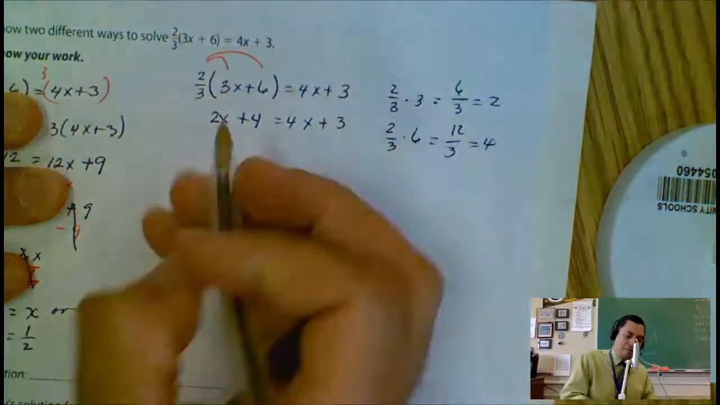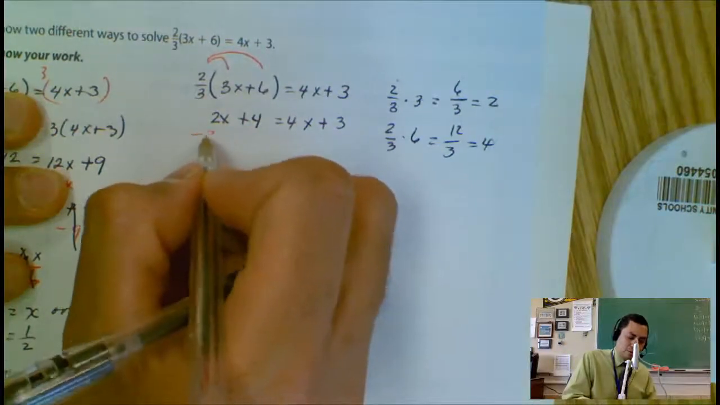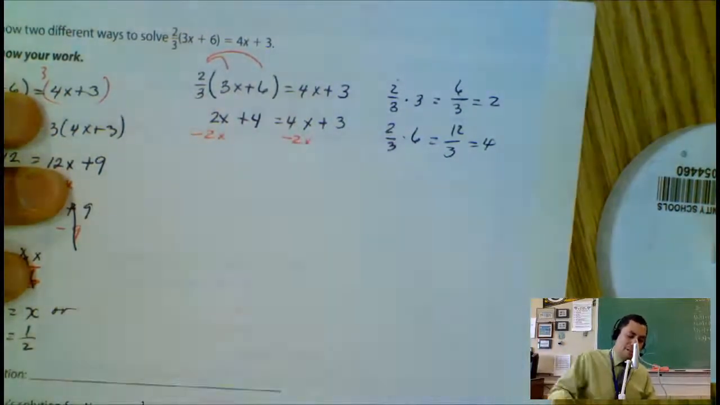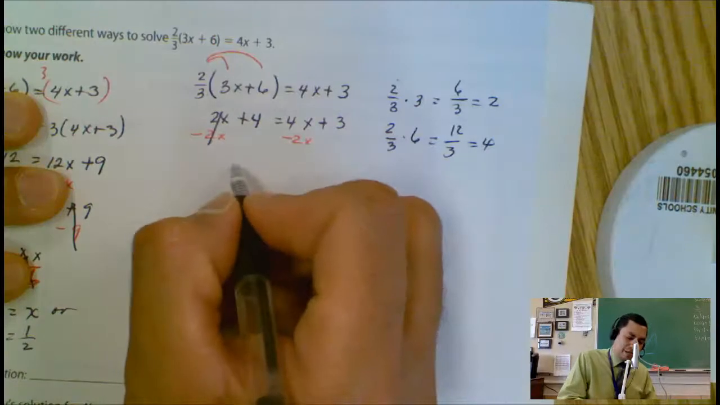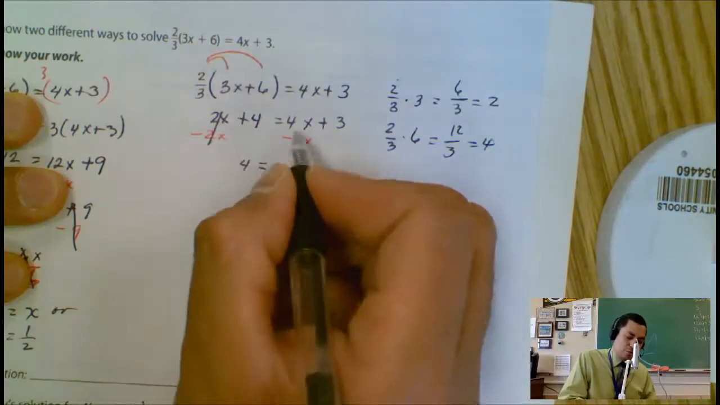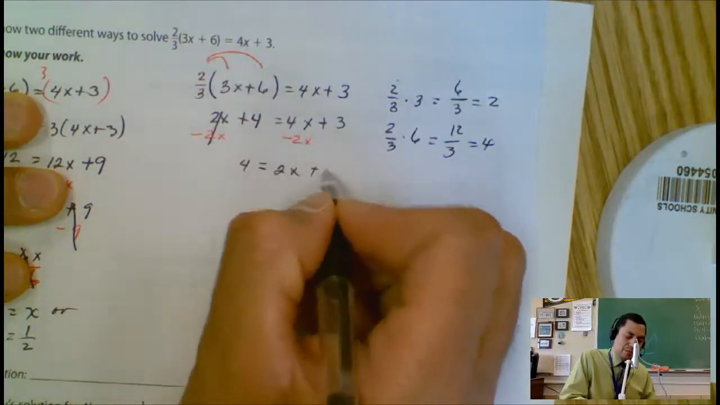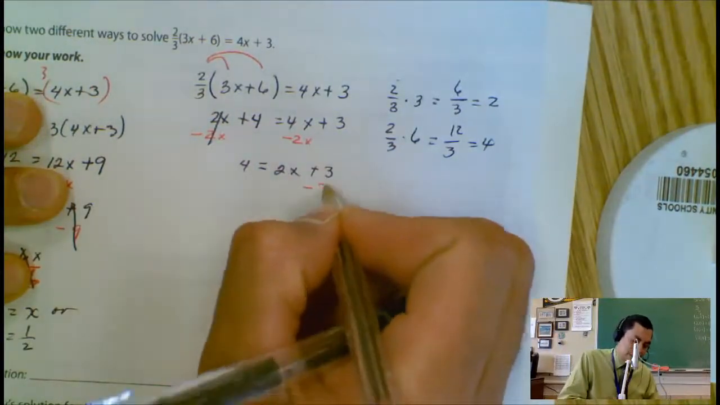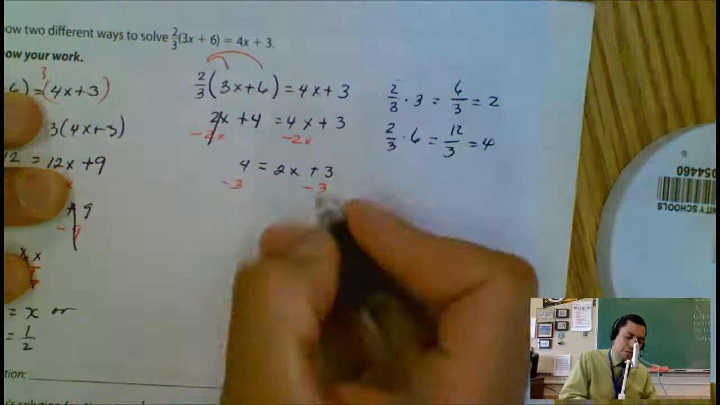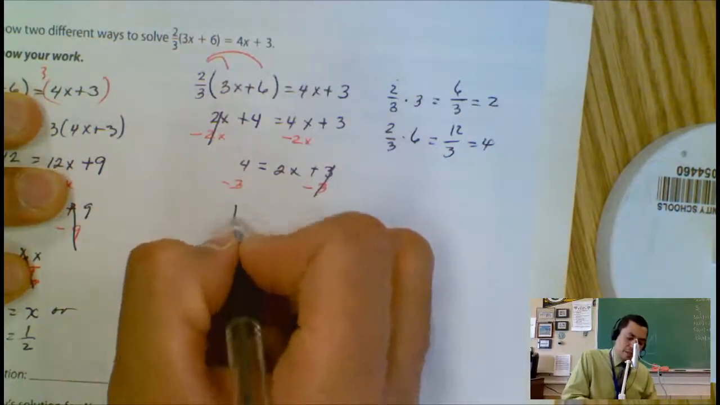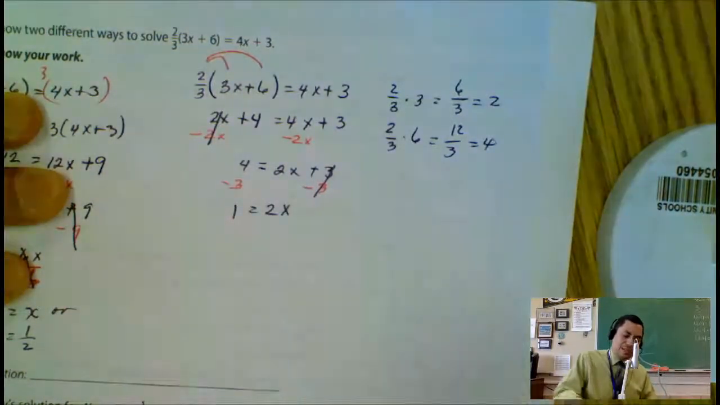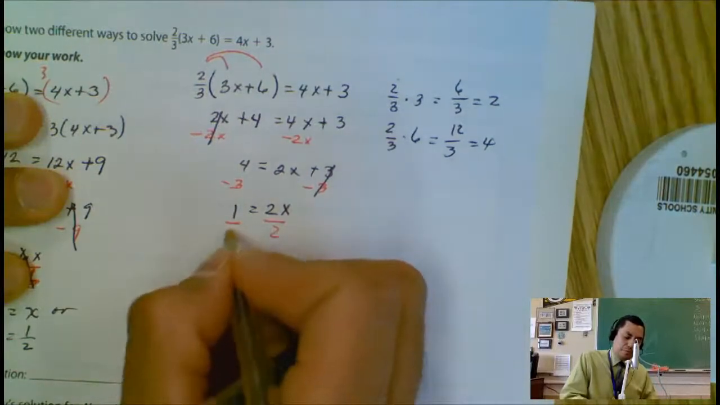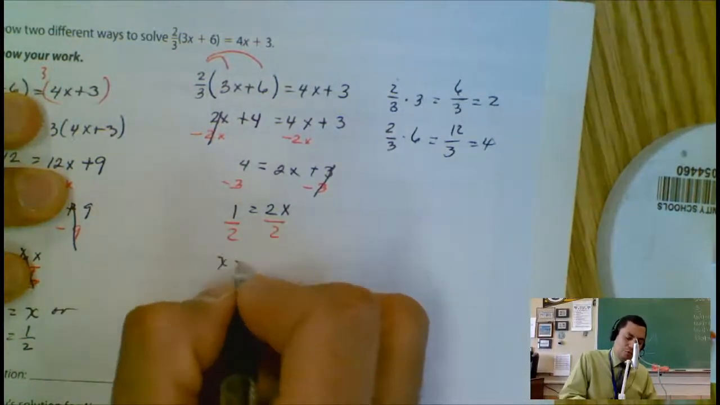I'm going to get rid of this 2x. So I'm going to minus 2x, minus 2x. So this one goes away. So 4 equals 4 minus 2 is 2x plus 3. Move 3 to the left. So minus 3, minus 3. So 1 is equal to 2x, and then we divide by 2. So x is equal to 1/2.